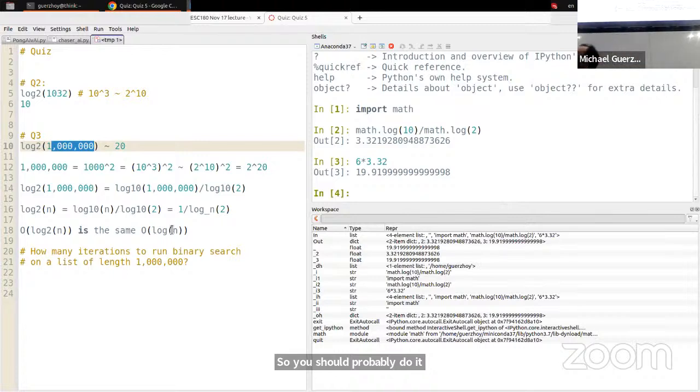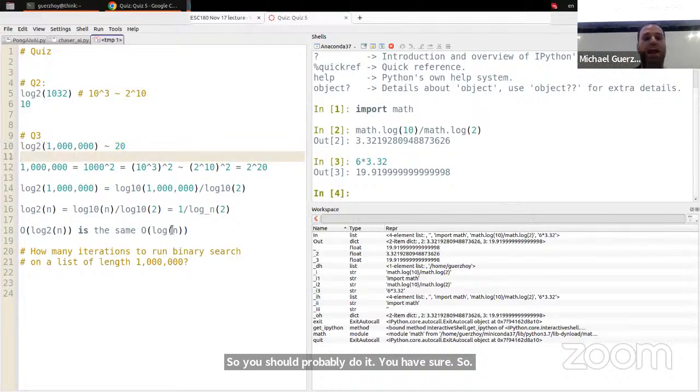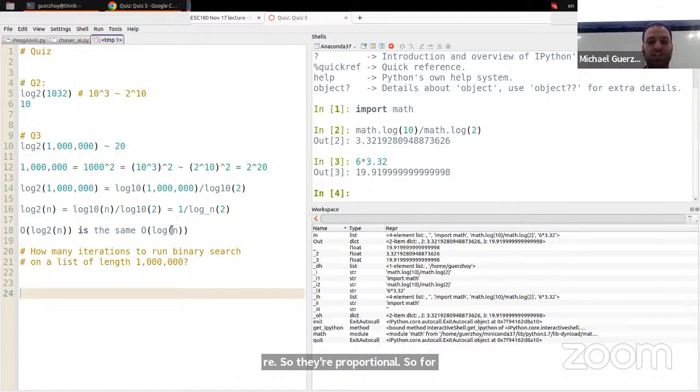Yes. So I think because they're proportional. So for any base b, log b1 of n is equal to some kind of c times log b2 of n.